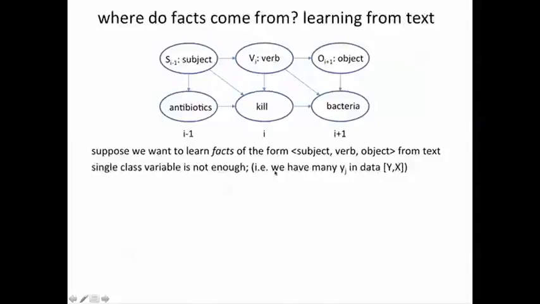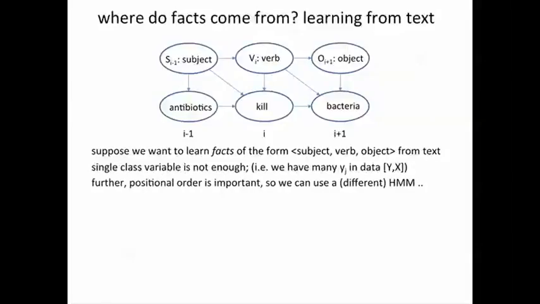A single class variable is clearly not enough, since we need to have subject, verb, and object. In the language of the unified formulation of learning that we did last time, we have many y's in the y comma x data when we looked at learning from the perspective of f of x, if you remember that. In addition, one needs to deal with positional order. So we can use a different graphical model, like the hierarchical Markov models or other types of models that look like this.